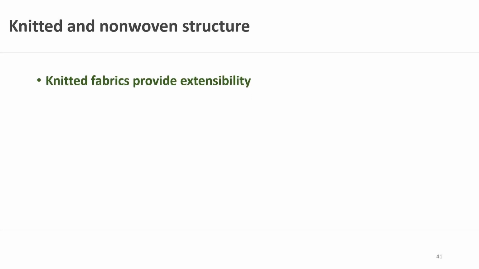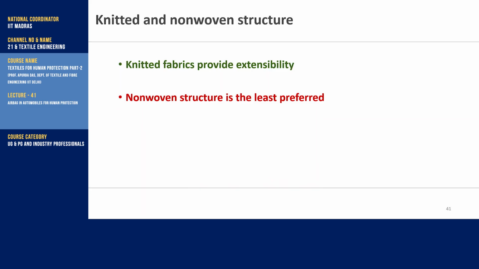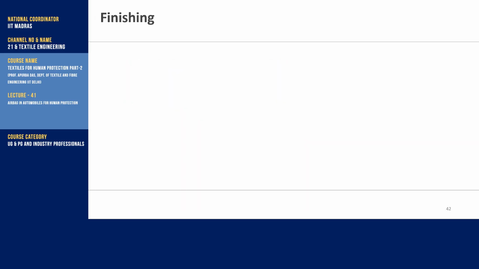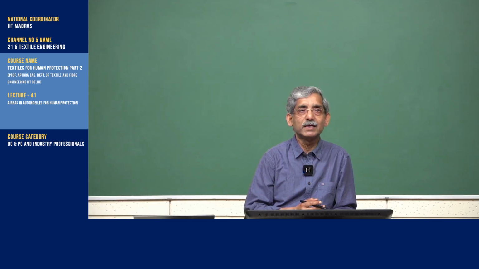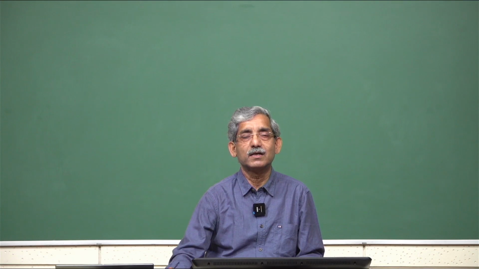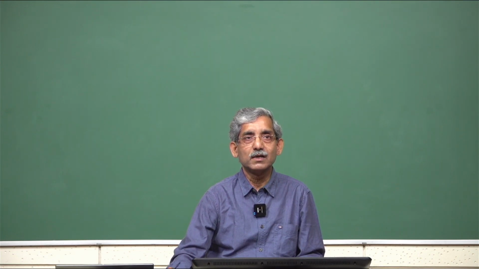So, knitted and nonwoven fabrics. Knitted fabrics provide extensibility, and the nonwoven structure is least preferred. So, we do not use nonwoven structure here; mainly woven structures are used. Finishing, different types of finishing we can incorporate there, like desizing, scouring and bleaching. Heat setting we have to use, and coating, different types of coating.